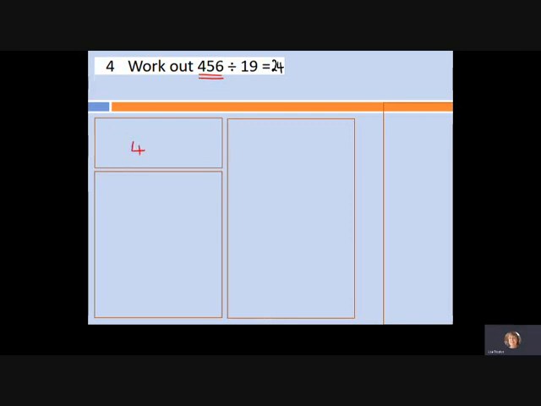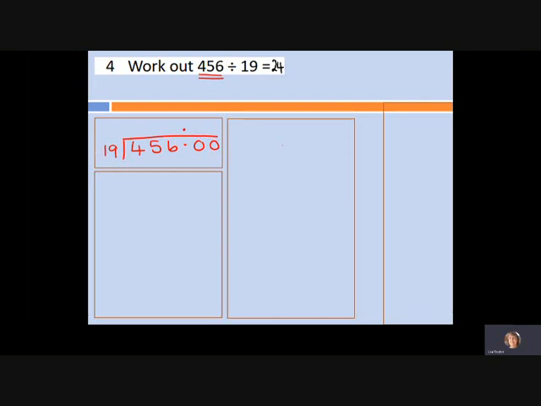456.00 is better when it's spaced out that way, because the working that you have on a question like this can get a little bit messy. Now the 19 goes on the outside, so hopefully that format is something you're all familiar with.